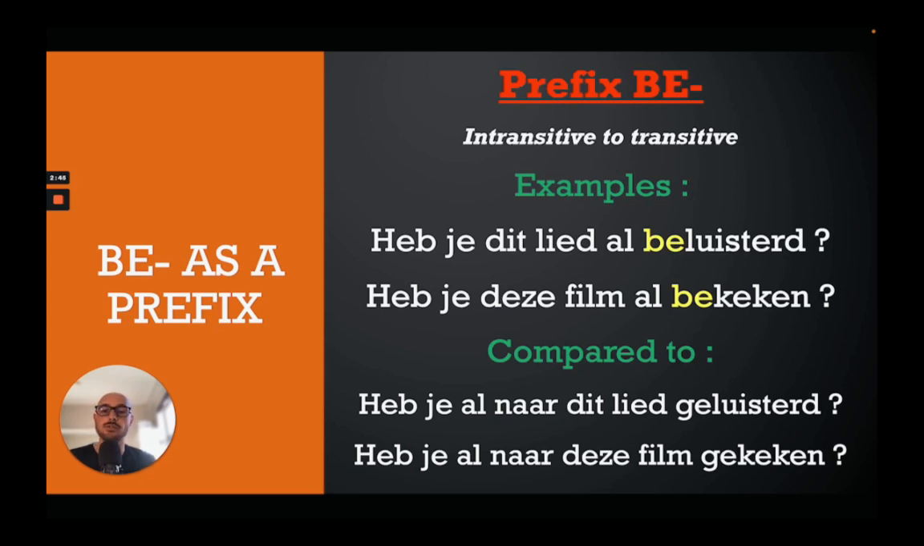Then we compare it to, heb je al naar dit lied geluisterd? Heb je al naar deze film gekeken? Alright? So luisteren and kijken are intransitive verbs. Why? Because if you look at the sentence, you need naar. Ik luister naar een lied. Ik kijk naar een film. Alright? In English, the first sentence can be translated correctly to give you a better understanding. I listen to a song. So you also have that preposition. Alright? So that's the prefix be in the Dutch language.